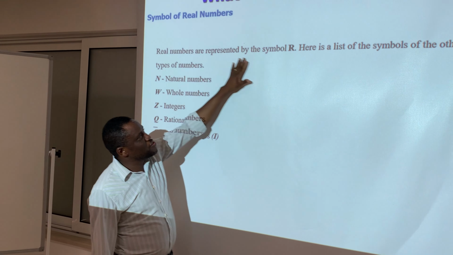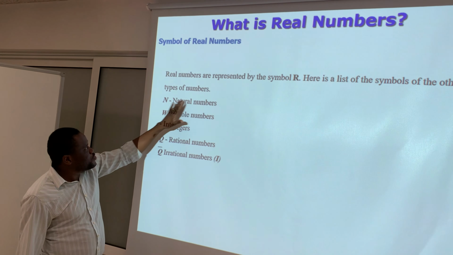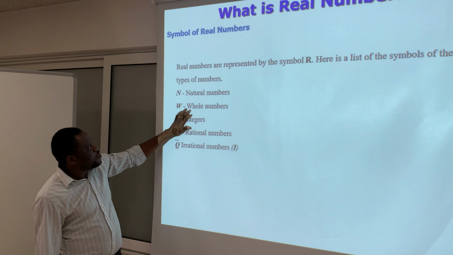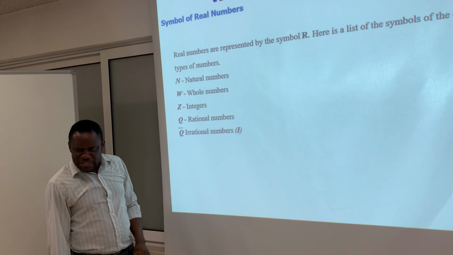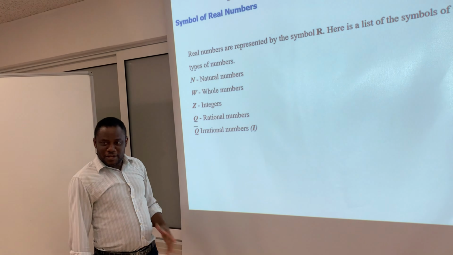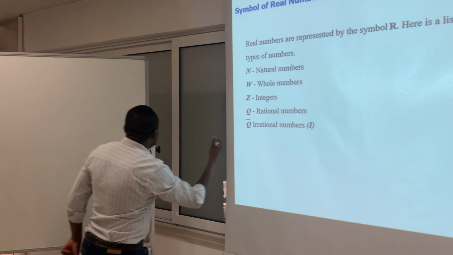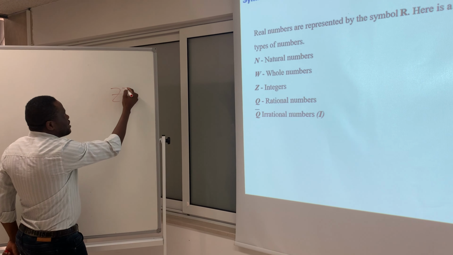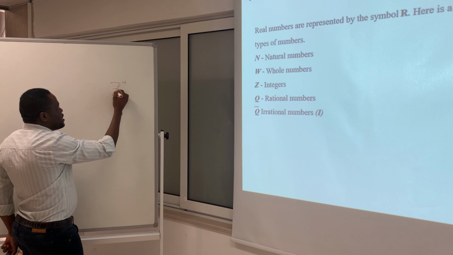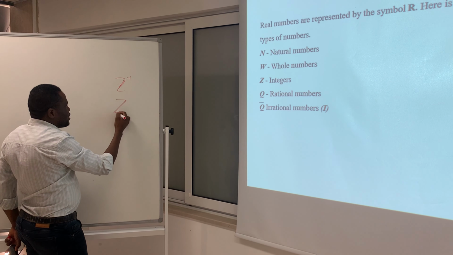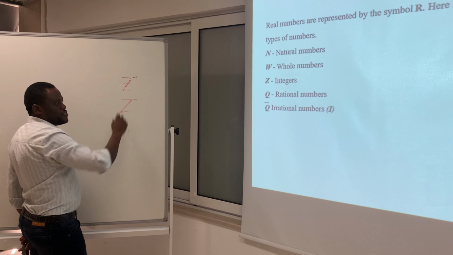For real numbers, we usually use R, a very thick R. For natural numbers, we use N, and this is thick. For whole numbers, we use W. For integers, we use Z. You say, how come integer Z? That's what we use. We can have integers that are positive and integers that are negative. So negative integer, positive integer.